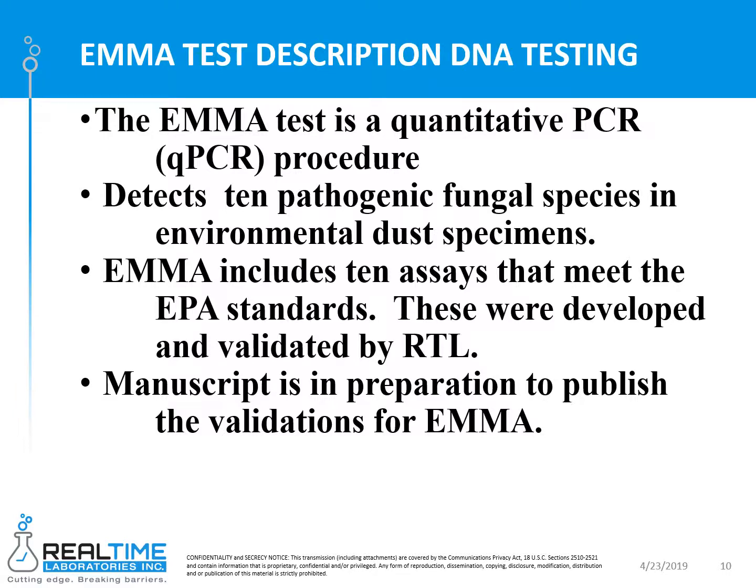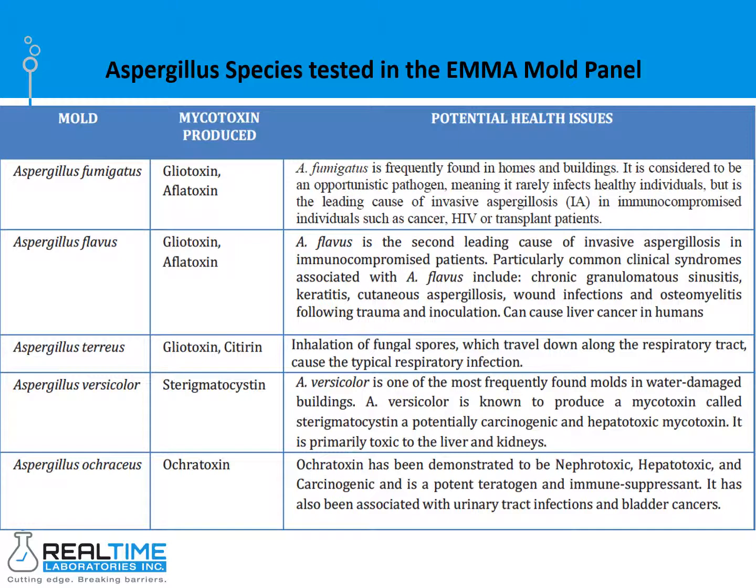The EMMA test in the DNA testing is a quantitative polymerase chain reaction procedure, or qPCR. It detects 10 pathogenic fungal species in environmental dust specimens by looking at the DNA. It includes 10 assays that meet EPA standards, and these were developed and validated by Real-Time Lab. We are presently preparing a manuscript to publish all the validations of EMMA in an environmental peer-reviewed journal. This is a list of Aspergillus species tested in EMMA, and we'll talk about a few of these.